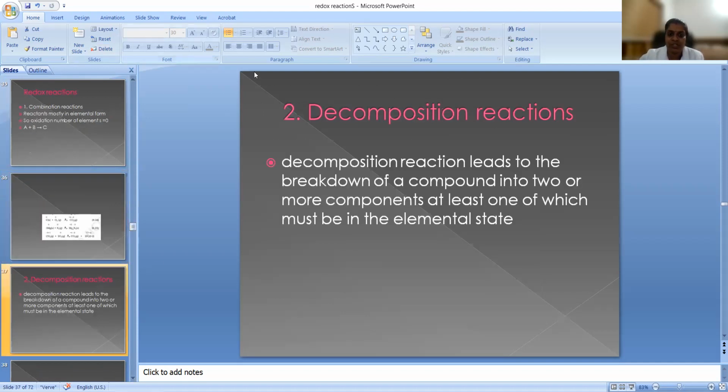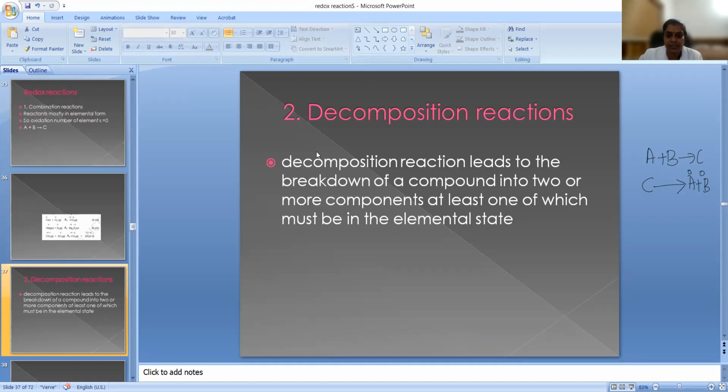Okay. Now let us discuss the decomposition reaction. Actually, the decomposition reaction is the opposite of a combination reaction. Combination reaction means A plus B gives C: two elements combine to form a compound. Here a compound undergoes decomposition to form two elements. So on the product side they have zero oxidation state. Okay, so let us see that reaction.